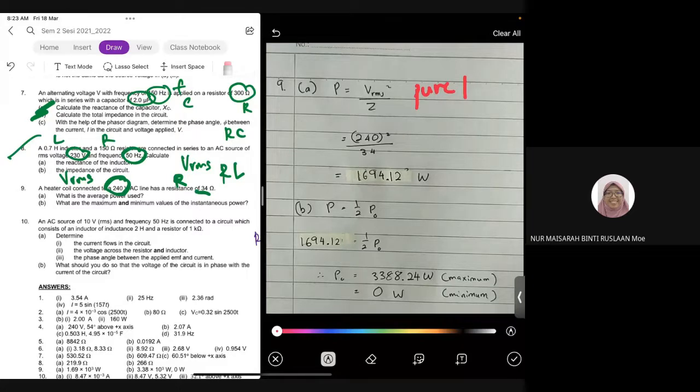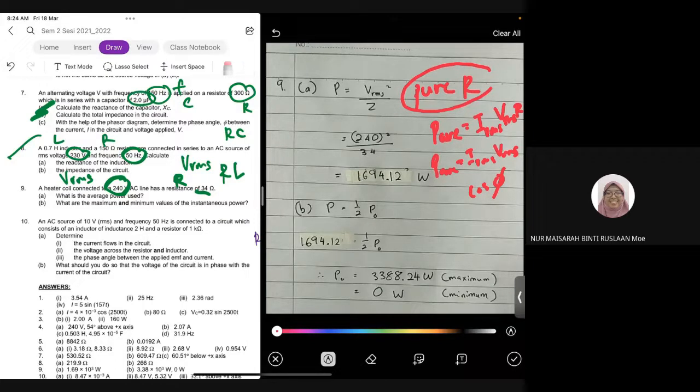Okay. So they ask you to calculate power, average power use. So P average sama dengan I RMS V RMS, ataupun P average sama dengan I RMS V RMS cos phi. Okay. Tetapi ingat tak saya cakap tadi dia case pure resistor.